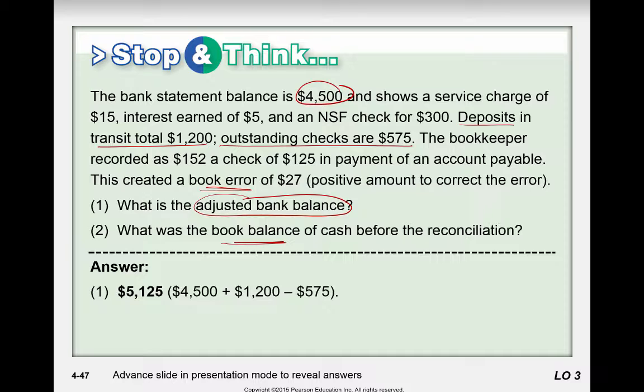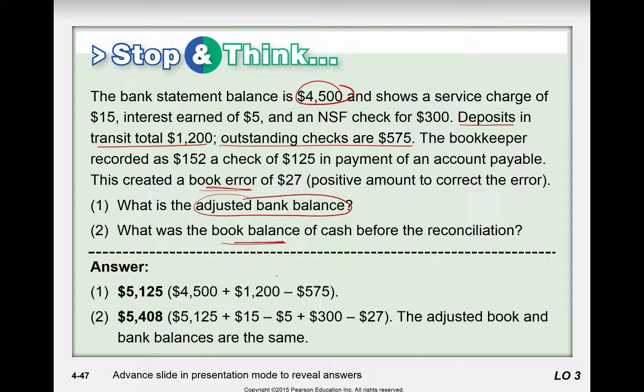And so our next problem, it tells us what is the book balance of cash before the reconciliation. Basically the adjusted book balances should be the same, but it is asking what is the book balance of cash before the reconciliation. So in that case, what you want to do is take the book balance. So we have our 5125 plus our 15 plus our 5 plus our 300 minus our 27.